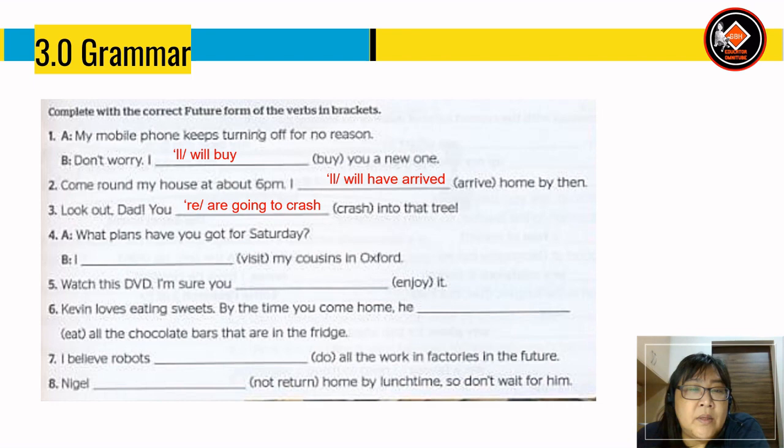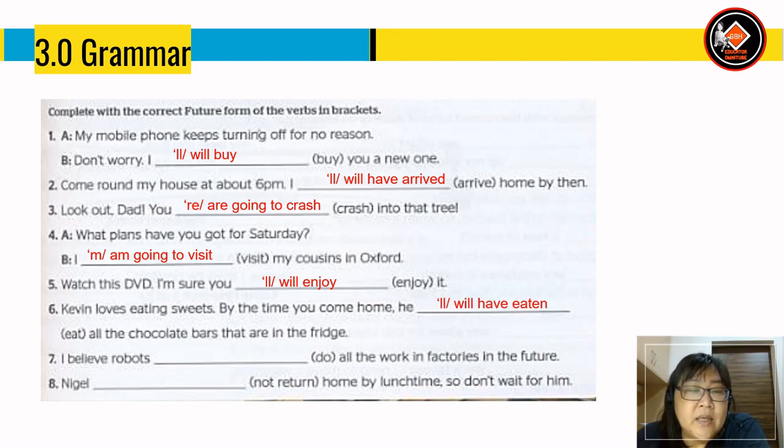Number 4. What plans have you got for Saturday? I am going to visit my cousins in Oxford. Number 5. Watch this DVD. I'm sure you enjoy it. So you will enjoy it. Number 6. Kevin loves eating sweets. By the time you come home, he eats all the chocolate bars that are in the fridge. So answer will be he will have eaten.